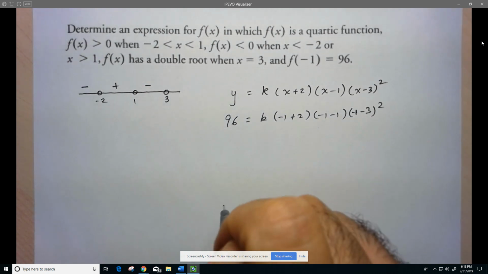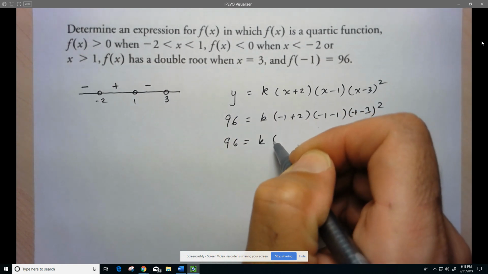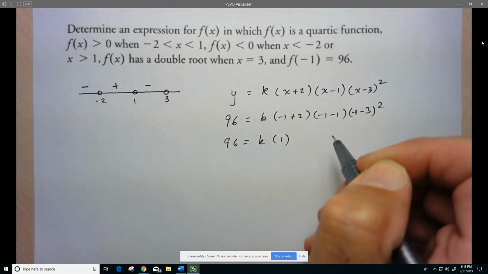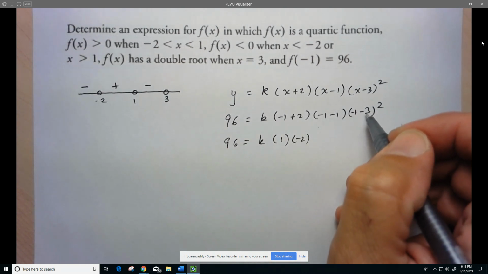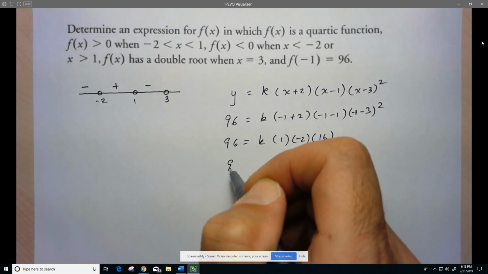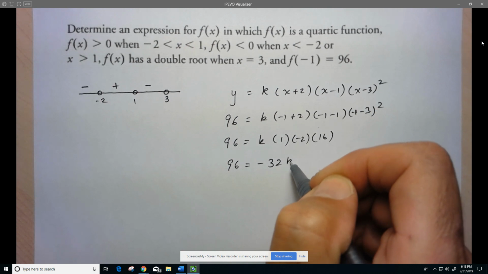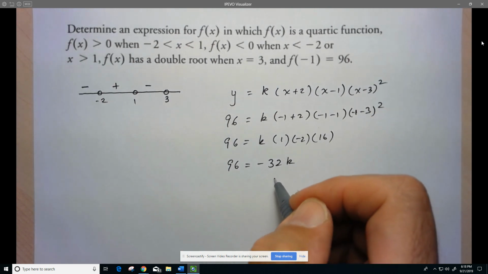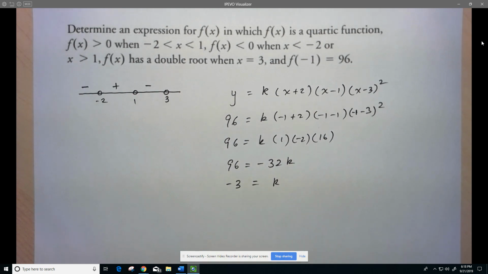Now the only thing left is k, so let's solve for that. So 96, and here we've got -1 plus 2, that's just 1, -1 minus 1 is -2, and here -1 minus 3 is -4, but it's being squared, so 16. So we have 96 equals -32k, and that actually looks like it's going to divide nicely. So that's just going to be k equals -3 when I divide that out.